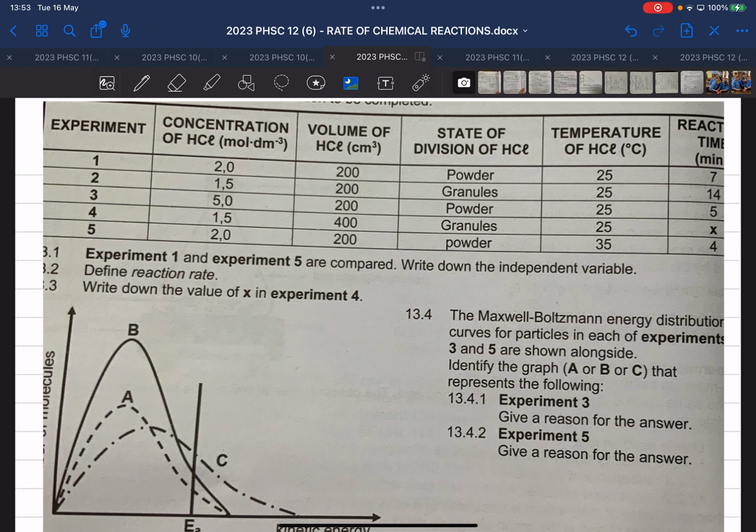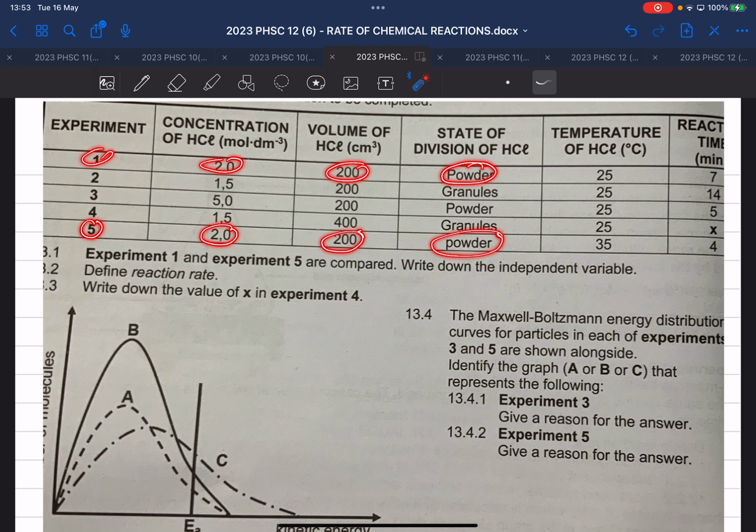Now experiments 1 and 5 are compared. Let's look at 1 and 5. In 1 and 5, the concentration is the same. The volume is the same. They are both powder. It's the temperature that is different.